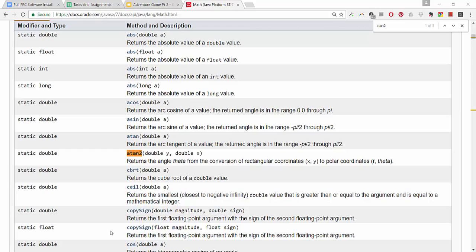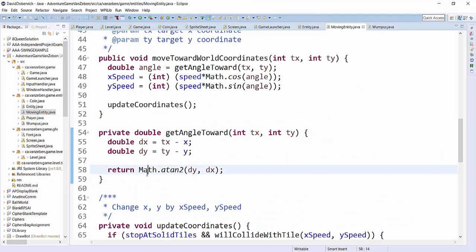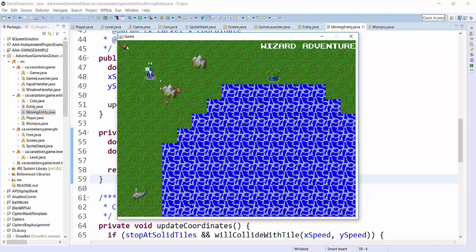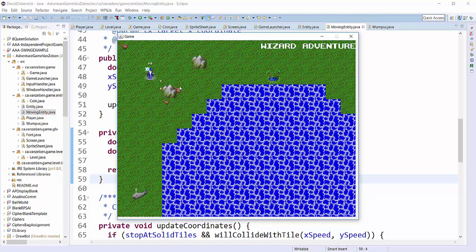Here I am fixing it, because I don't remember the difference between ATAN and ATAN2. I'm here in the API, and it says arctangent returns the arctangent of a value. The returned angle is in the range -pi/2 to pi/2. Arctan2 returns the angle theta from the conversion of rectangular coordinates to polar coordinates, and that is exactly what we're trying to do. So let's change it to math.arctan2, dy dx. Now let's see what it looks like. Cool, now all the wumpuses are running right here to 10, 10 on top of each other, except for the ones who got stopped by the mountains.